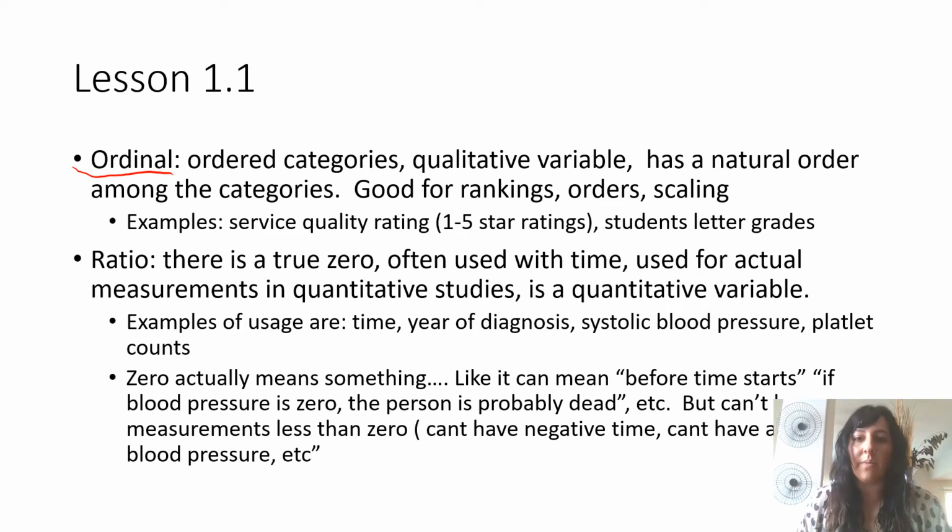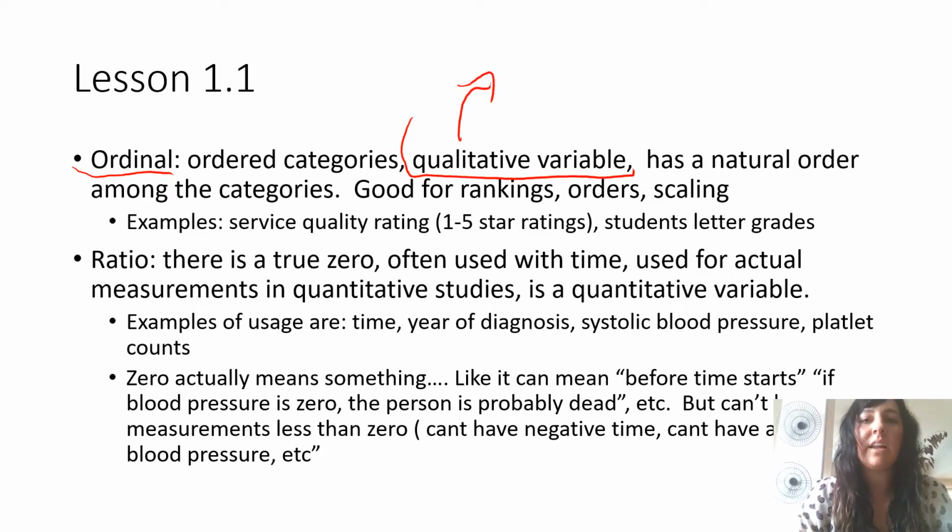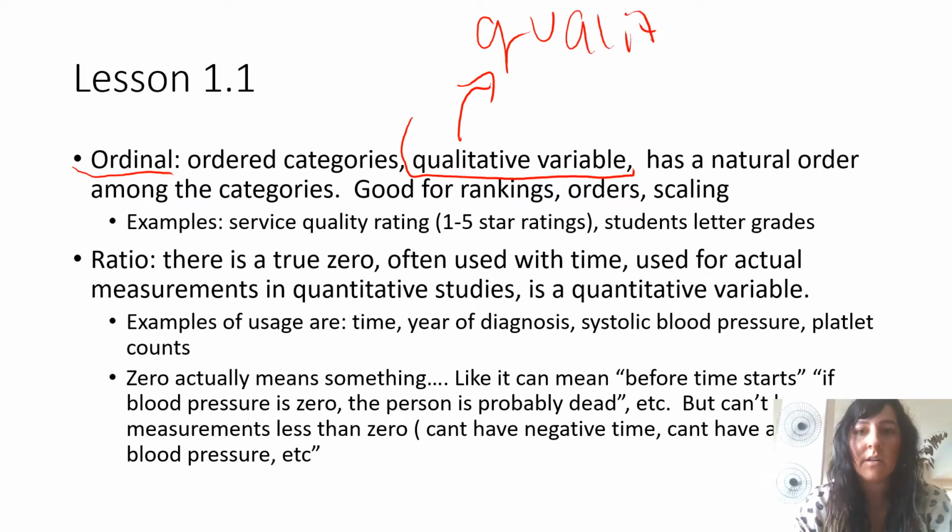So ordinal is a qualitative variable. Remember, qualitative variables study qualities, not quantity, which would be a measurement. So natural order: ordinals.